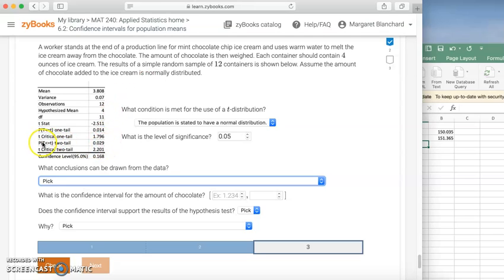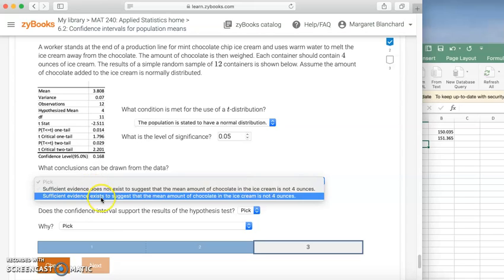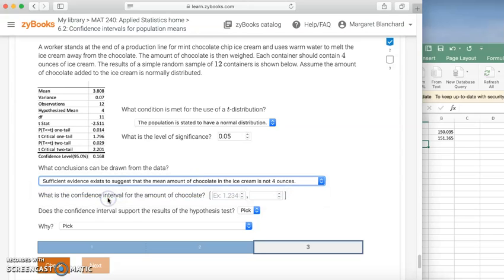So we're going to come down here to the two-tail and we're going to get our p-value from right here, which is 0.029. Our alpha is 0.05. That means we reject the null hypothesis. When we reject the null hypothesis, we say there is sufficient evidence to support the alternative. So we would say sufficient evidence exists to suggest that the mean amount of chocolate in the ice cream is not 4 ounces. All right, what is the confidence interval for the chocolate?